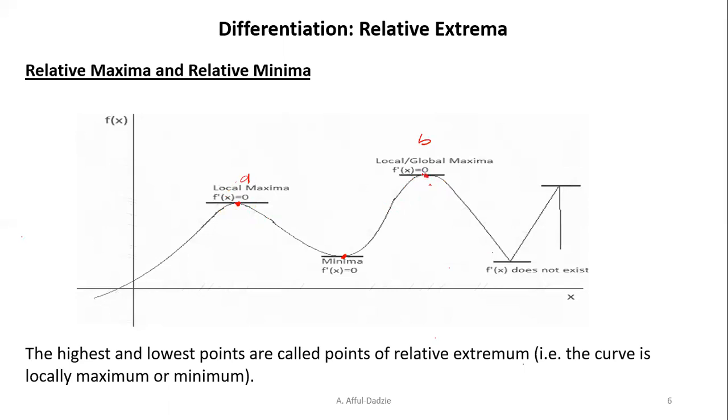And so point B could be referred to as our global maxima. Global maxima in the sense that when we compare it to all the other maximum points on our graph, this is the highest possible point. So it's our global maxima.